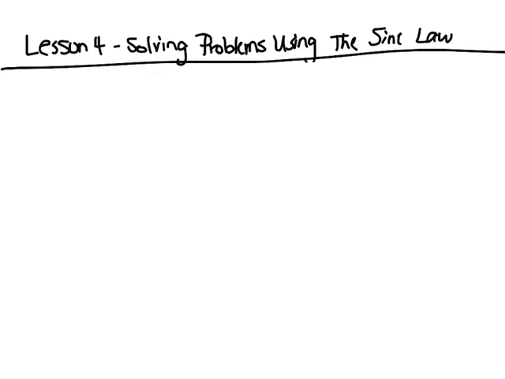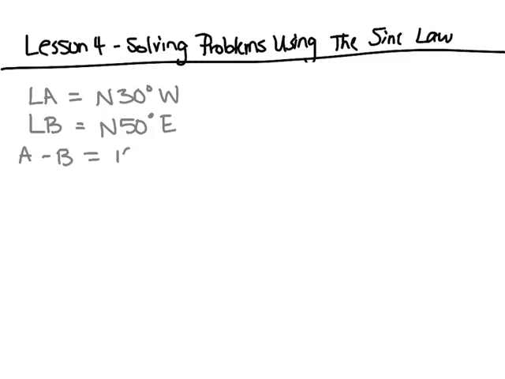So, read it through all the way first. Read it through again, and we should underline important details. Lighthouse A is north 30 degrees west, and lighthouse B is north 50 degrees east. He knows from his map that the distance between A and B is 12 kilometers, and from A to him, to the boat, I better write boat, is 9 kilometers away.